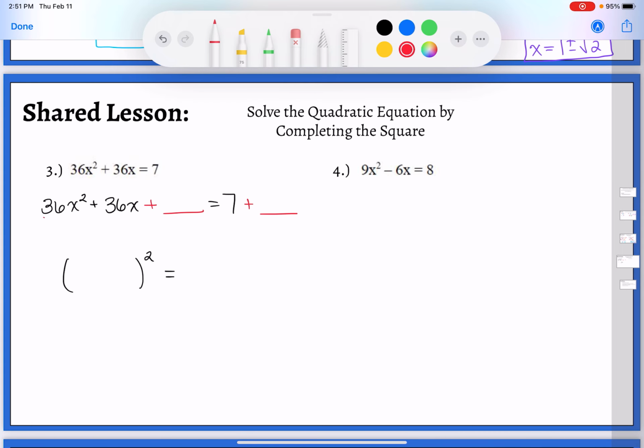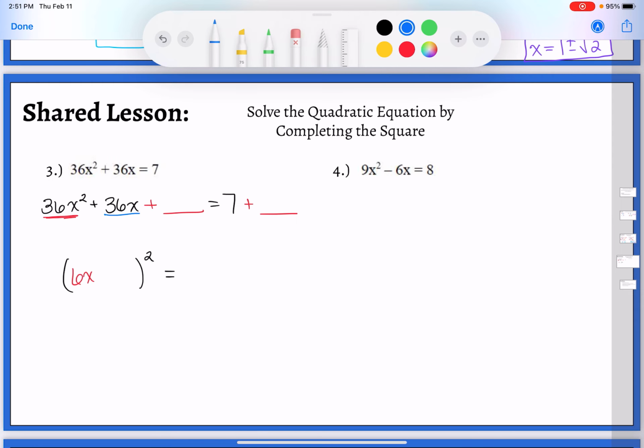Aha! Just like that second one in the warm-up today, right? I don't just have x squared this time, so be careful. Warning. Yellow light, you can do it. Here we go. What times itself gives me 36x squared? That would have to be 6x, right? 6x times 6x gives me 36x squared.